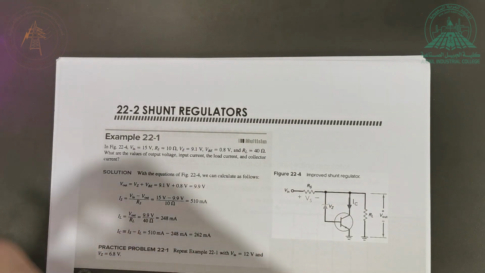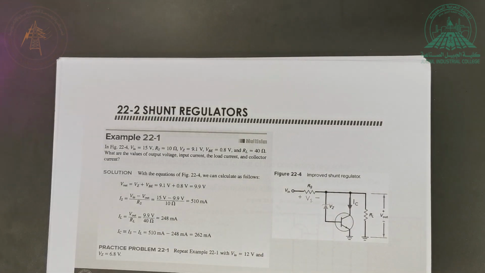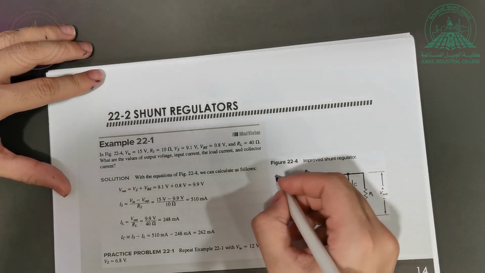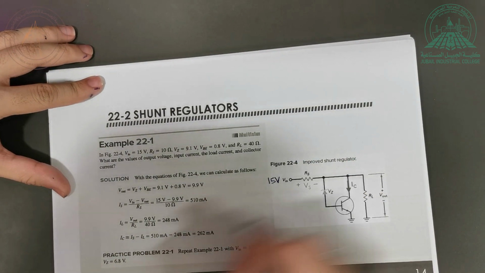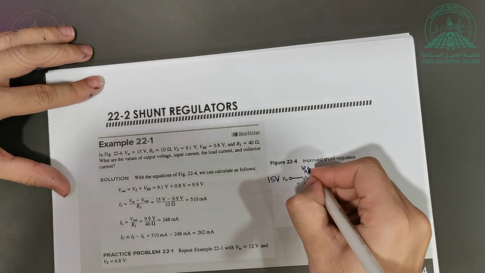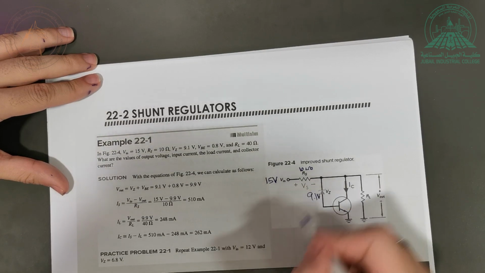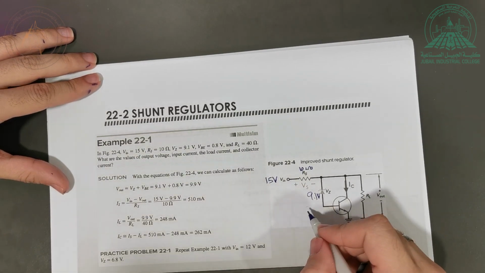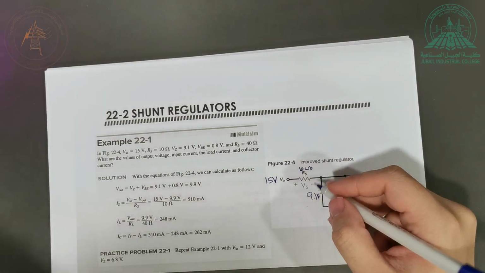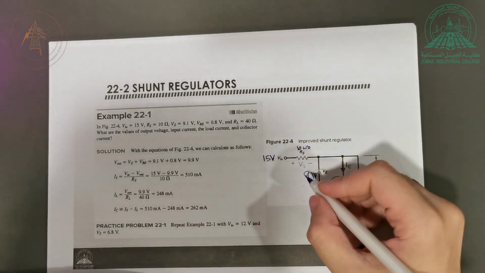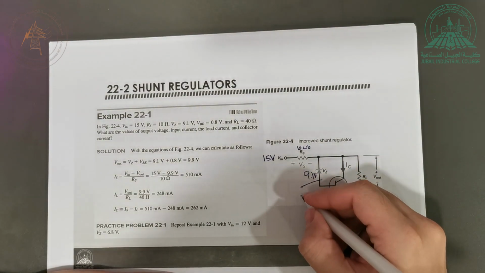Here is an example. We can solve this example based on the discussion that we had right now. So in this figure, Vn is equal to 15 volt, Rs is equal to 10 ohm, Vz is equal to 9.1 volt. See, it's not temperature independent. But since this current is going to be too low, it's not as bad as the previous issue. But still, I'm suffering from temperature dependence.